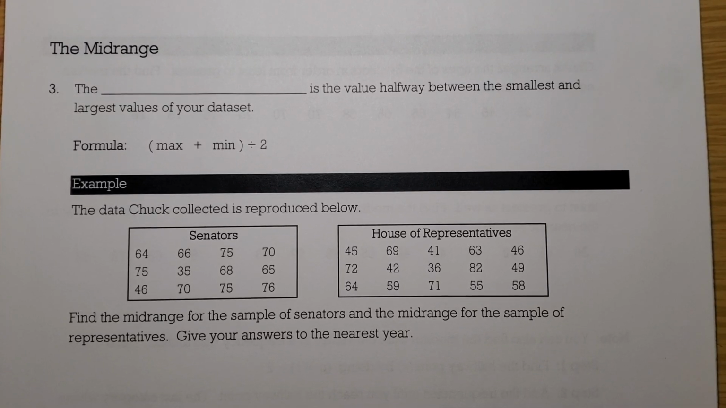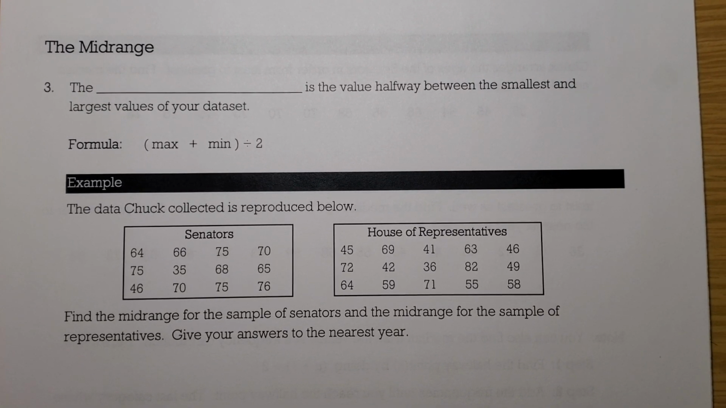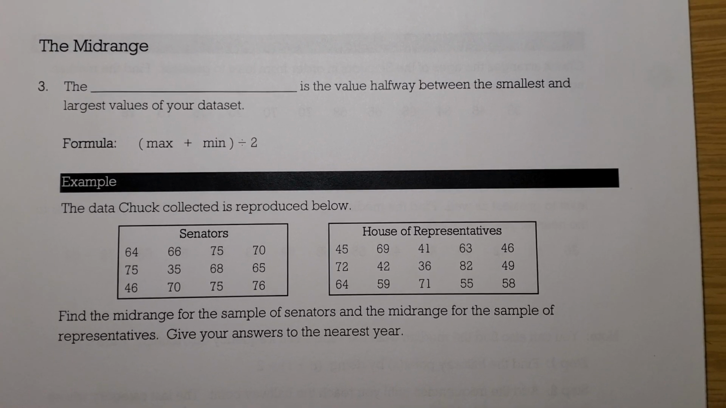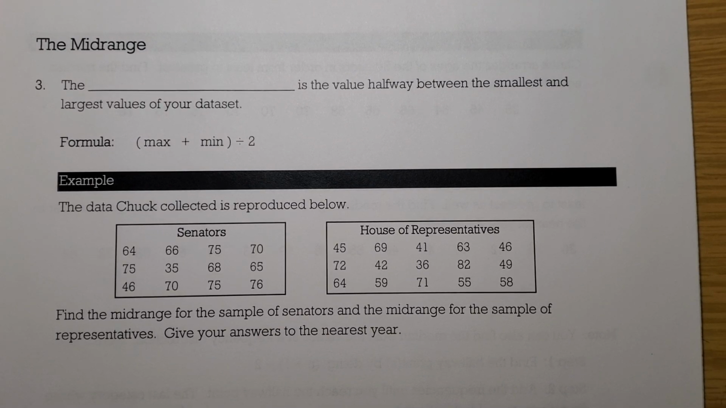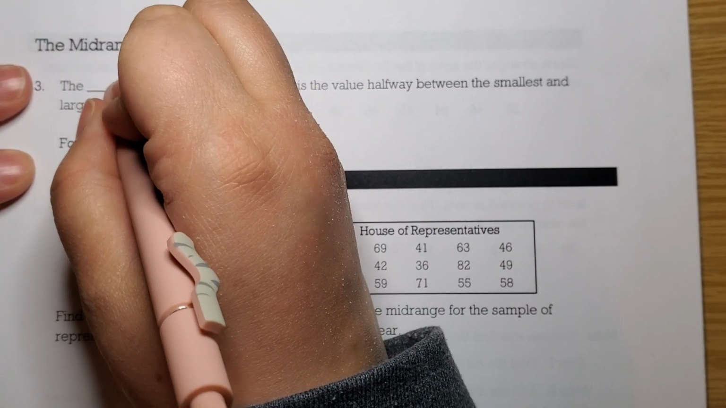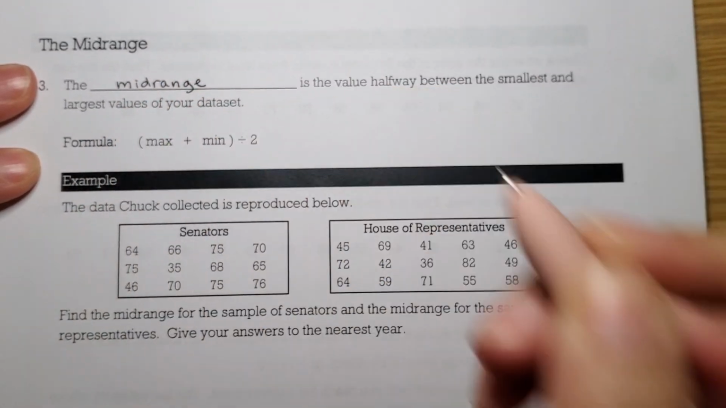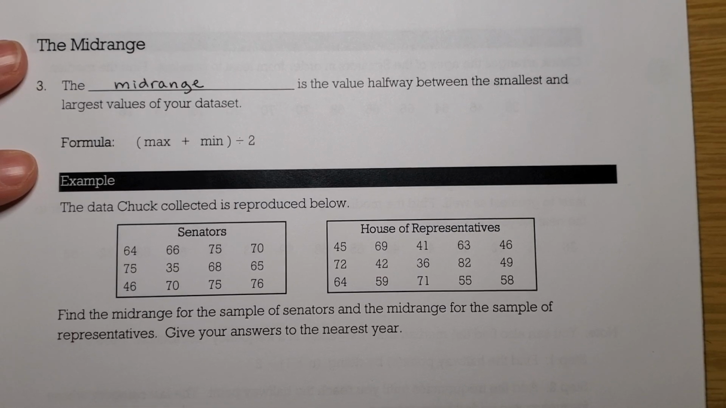Hi everybody, I'm Professor Rad, and today we're going to talk about a measure of center called the midrange. This is the third measure of center, or the third type of average that we'll be discussing. So let's go ahead and define it. The midrange is the value that is halfway between the smallest and the largest values in your data set.